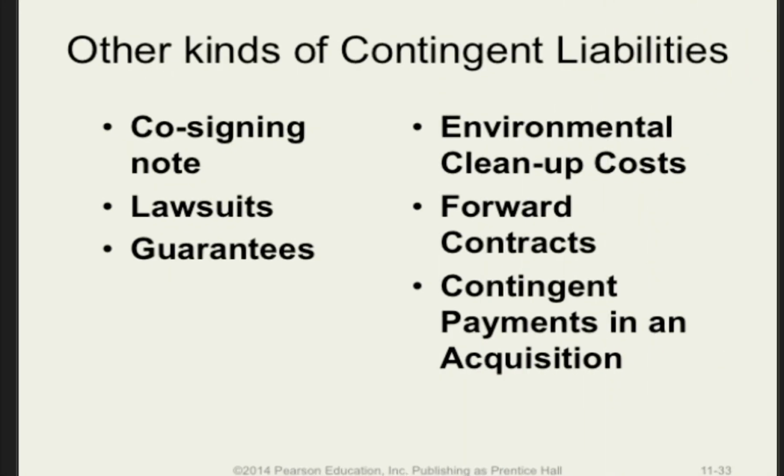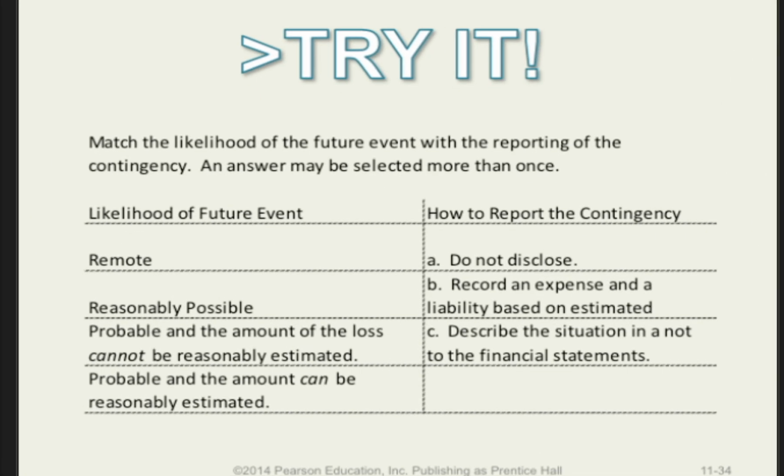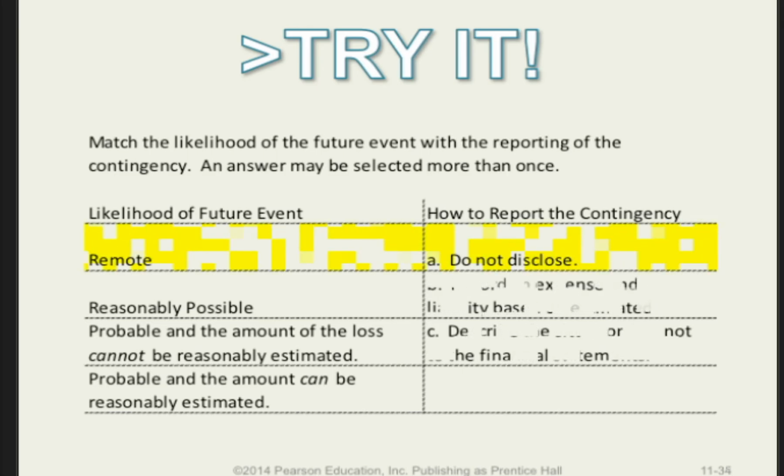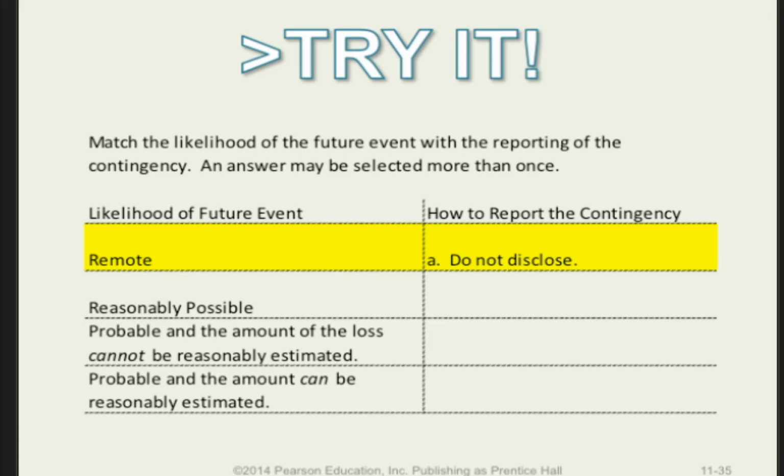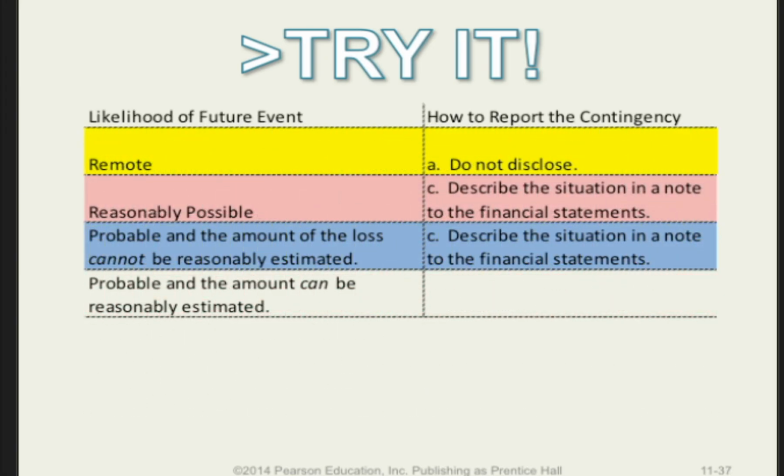Other kinds of contingent liabilities include co-signing notes, lawsuits, guarantees, environmental cleanup costs, forward contracts, and contingent payments in an acquisition. Let's see if we can match the treatments with the likelihood of a future event. When the likelihood of a future event is reasonably possible, then the company must disclose the contingent liability in the notes to the financial statements.